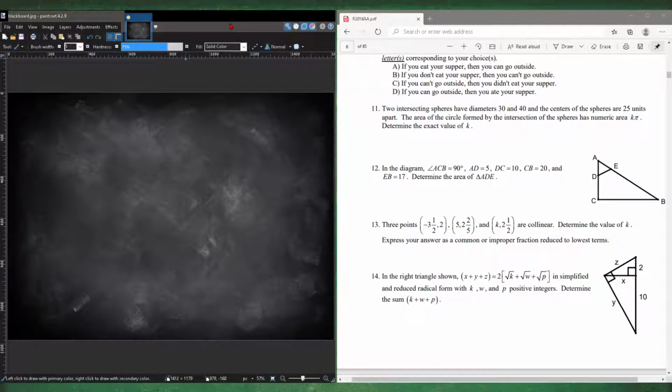Welcome to the Math Record. Today I'll be covering the second part of the ICTM Regional 2016 Division AA Geometry, questions 14, 15, and 20. Okay, let's begin with 14. In the right triangle shown, x plus y plus z equals 2 times square root of k, square root of w, and square root of p. Find the sum of k plus w plus p.